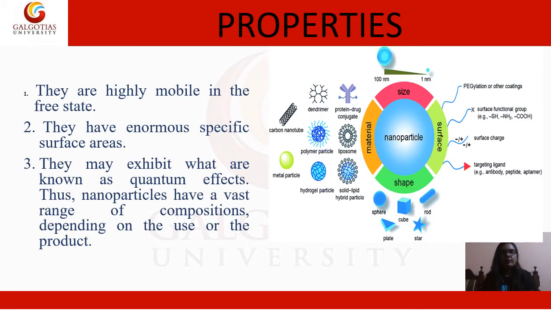The properties of nanoparticles: they are highly mobile in the free state, they have enormous specific surface areas, they may exhibit what are known as quantum effects. Thus, nanoparticles have a vast range of composition depending on the use for the product. So, they have a larger surface to volume ratio. They have a high percentage of atoms and molecules on the surfaces. Many nanoparticles have unique light scattering property and exhibit plasmon resonance.